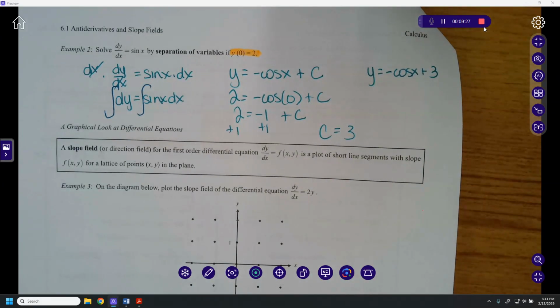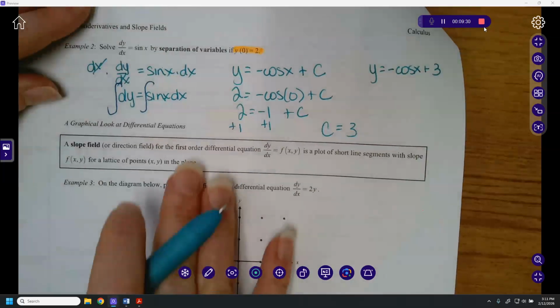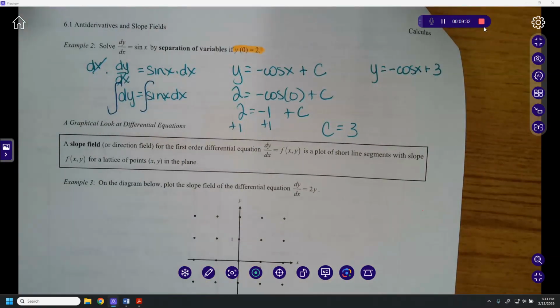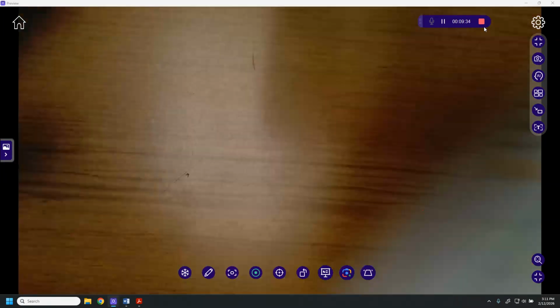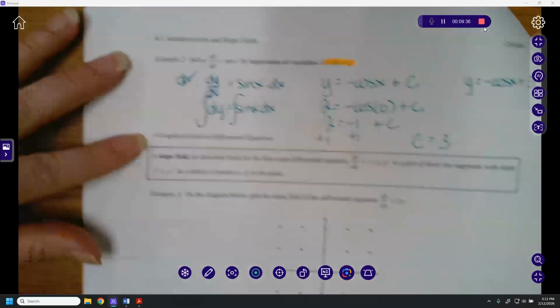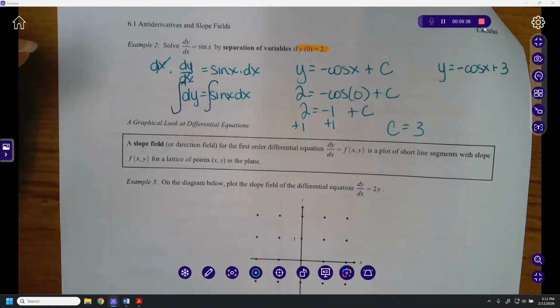Okay, tomorrow we're going to look at the graphical look at differential equations. And then maybe a little separation of variables on that. Okay, so that's where we're going to stop for today. That should give you enough to complete today's homework.